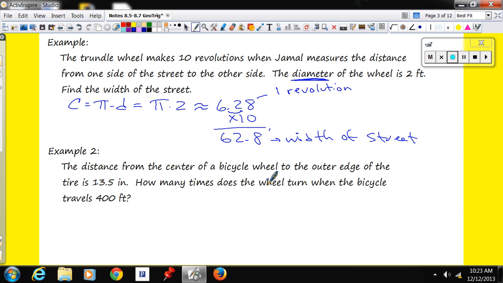Okay, if you want to move too, there's things around there. Width of the street. Width of the street. Okay, now example 2 down here.